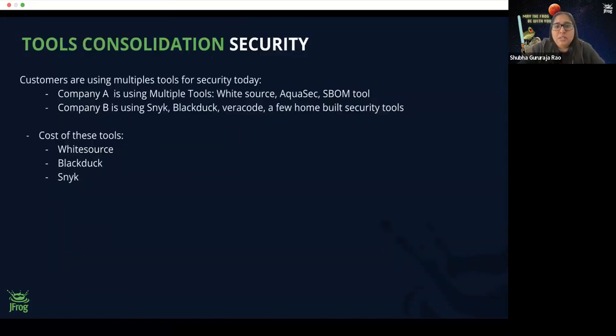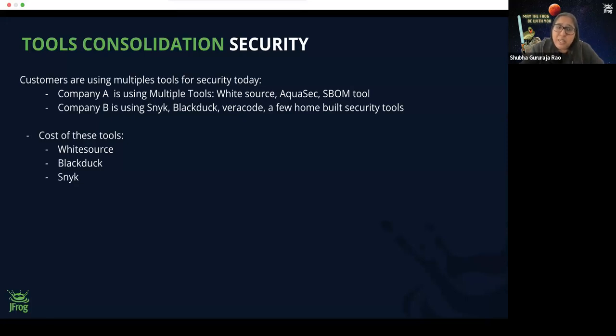So tools consolidation from a security perspective. I've just taken 2 customers example here. There was one company which was using multiple tools. They had White Source, they had Aquasec, and they also had an SBOM tool, right? It's again, as I said, they're using multiple tools to achieve the same thing here.